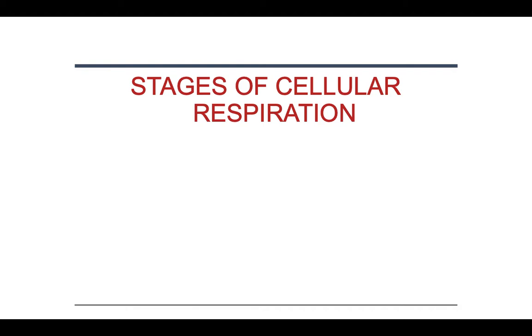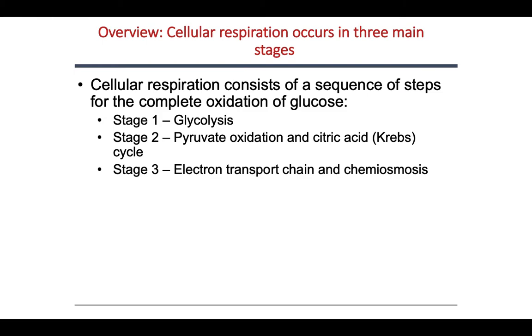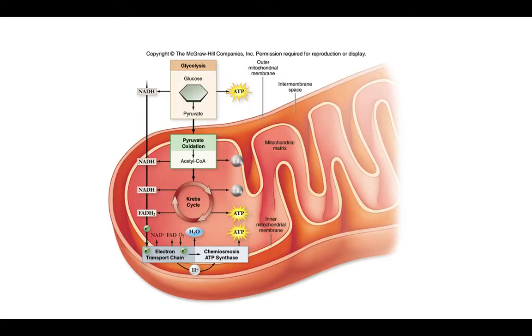The stages of cellular respiration. The overall process of cellular respiration occurs in three major steps: glycolysis, pyruvate oxidation and citric acid cycle or the Krebs cycle, and the electron transport chain and chemiosmosis, respectively. This is the overview of the process. At this point, note the importance of the outer and inner mitochondrial membrane, the membrane infoldings, and which among the processes occur outside or inside the organelle.